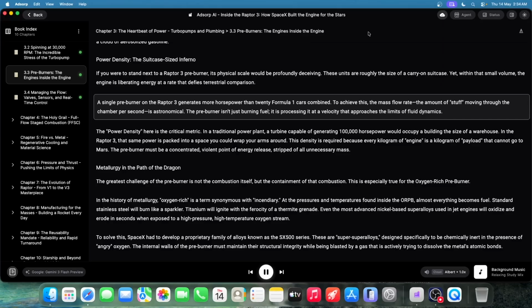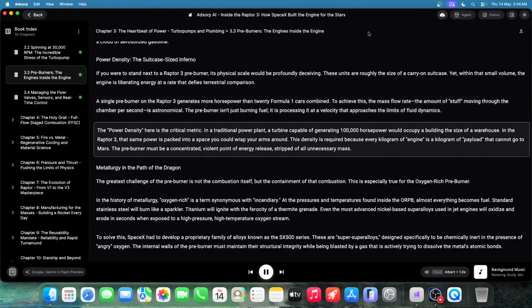To achieve this, the mass flow rate, the amount of stuff moving through the chamber per second, is astronomical. The preburner is not just burning fuel, it is processing it at a velocity that approaches the limits of fluid dynamics. And the power density here is the critical metric.